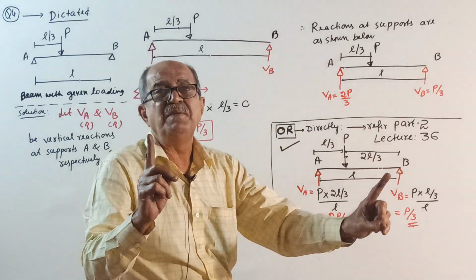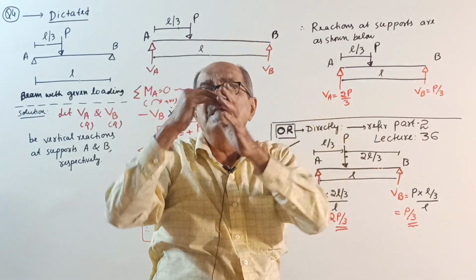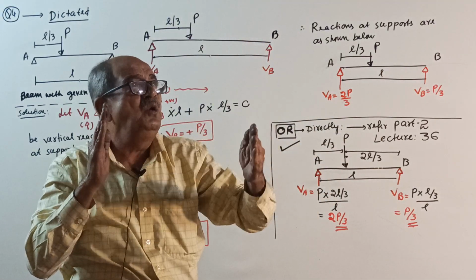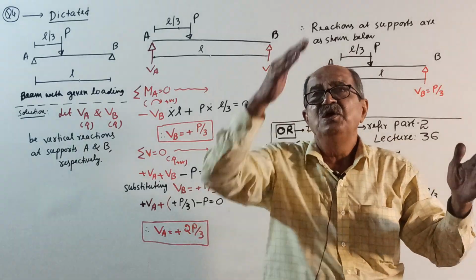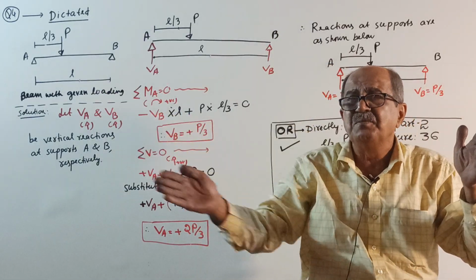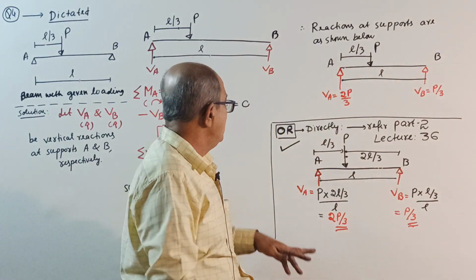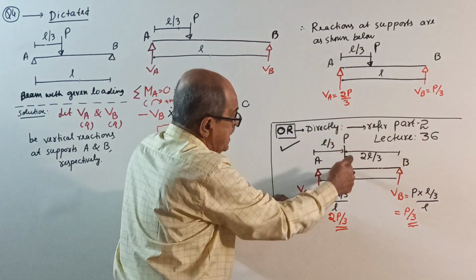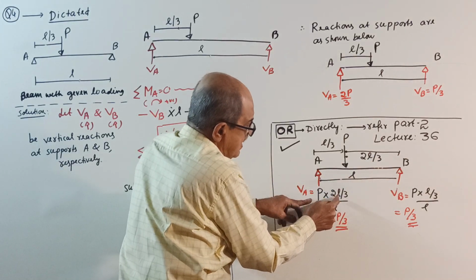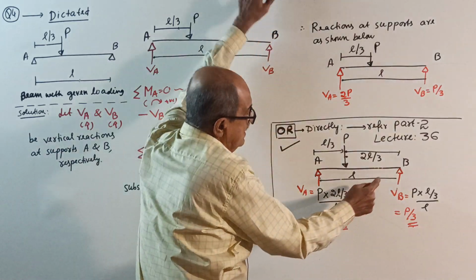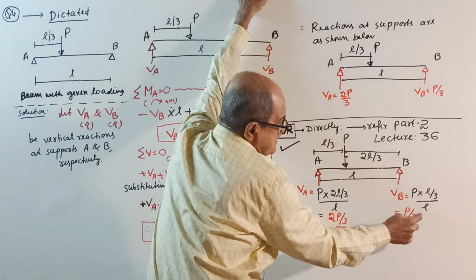If simply supported beam, if there are two vertical reactions are there, if a load is acting anywhere, reaction here equal to load into other distance divided by span. Or if you want reaction here, load into once again other distance by span, or any reaction equal to load into other distance by span. So this VA equal to load P into other distance 2L by 3 divided by L. L will cancel. You will get 2 by 3 P. Here load into L by 3 by L. L will cancel. P by 3 will come.